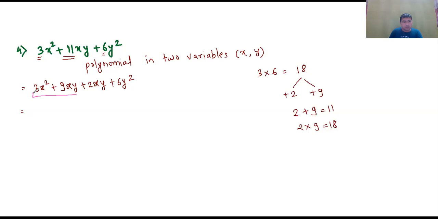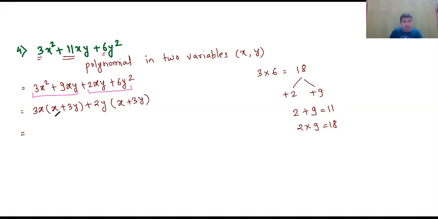I am going to take the common from these two terms and these two terms. See, what can I take common? I can take 3x common. So in the bracket it will be x plus 3y. Is it right? Plus from these two terms, what can I take common? I can take 2y common. So in the bracket it will be x plus 3y.